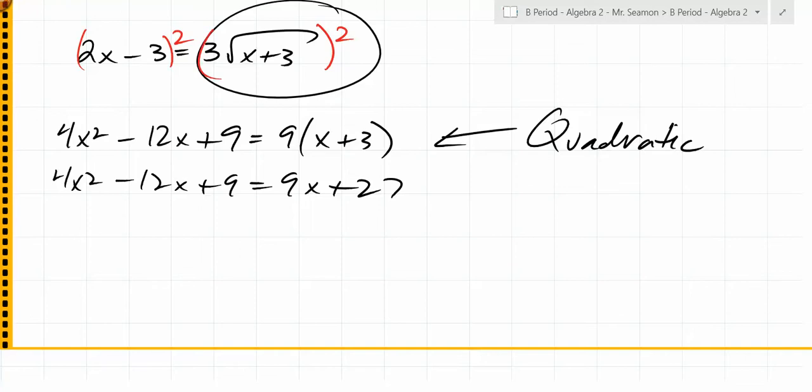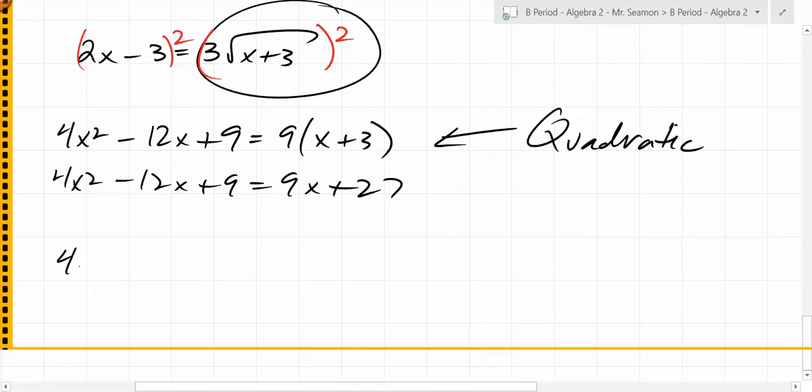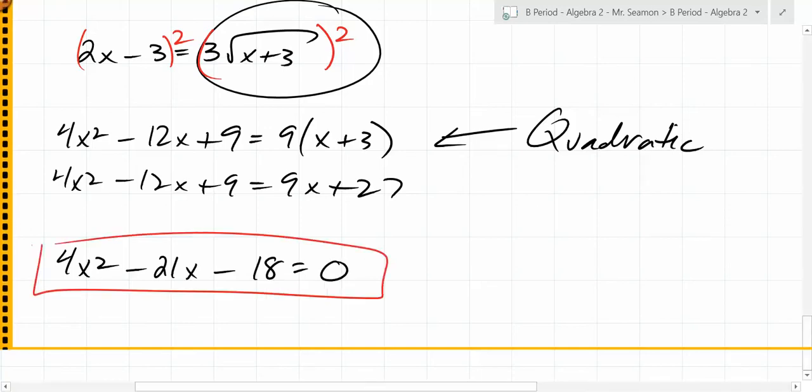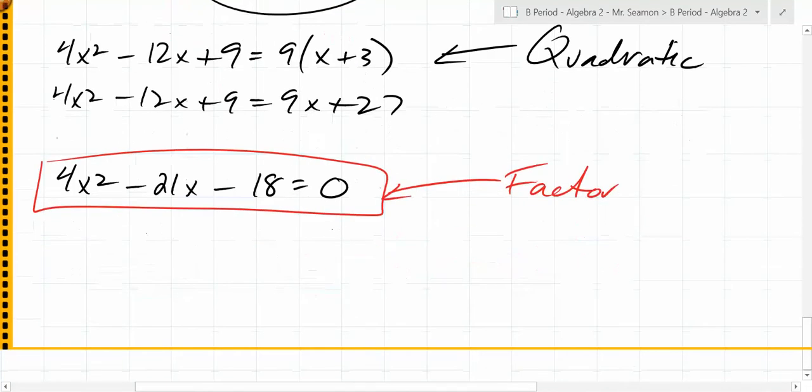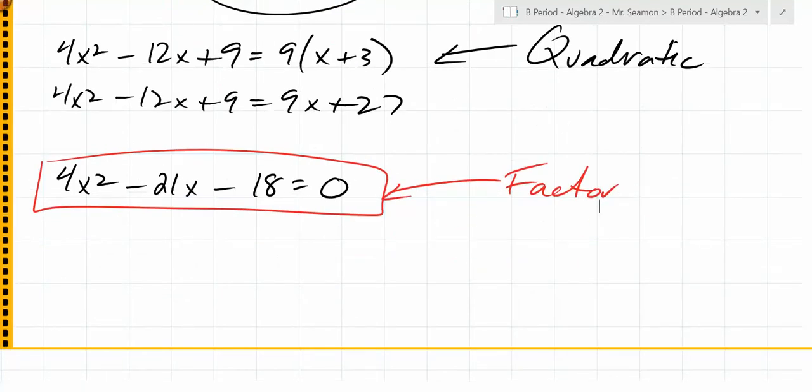So what do I subtract from both sides? 9x and 27, exactly. So you end up with 4x squared minus 21x minus 18 equals 0. How many people got this right here? So at this point, what do you have to do? Yeah, you're going to have to factor this. Now, you might not be super happy about that because the leading coefficient is 4 and not something nice like 1. Also, 21's big, 18's big. You're going to have to factor.